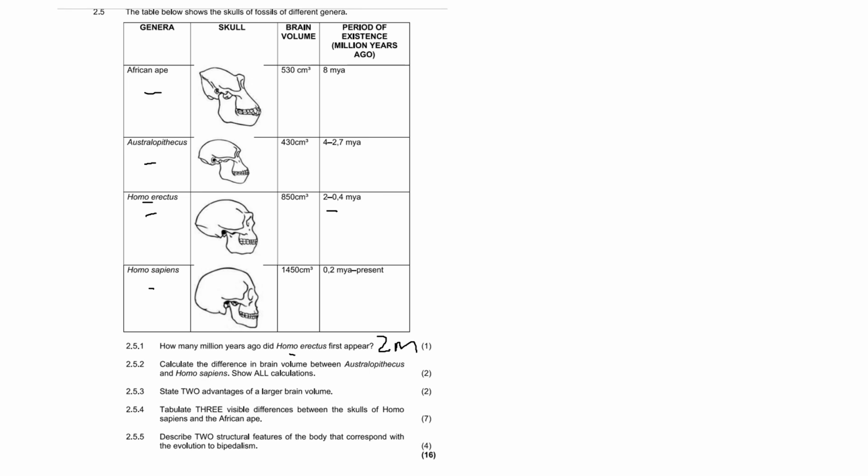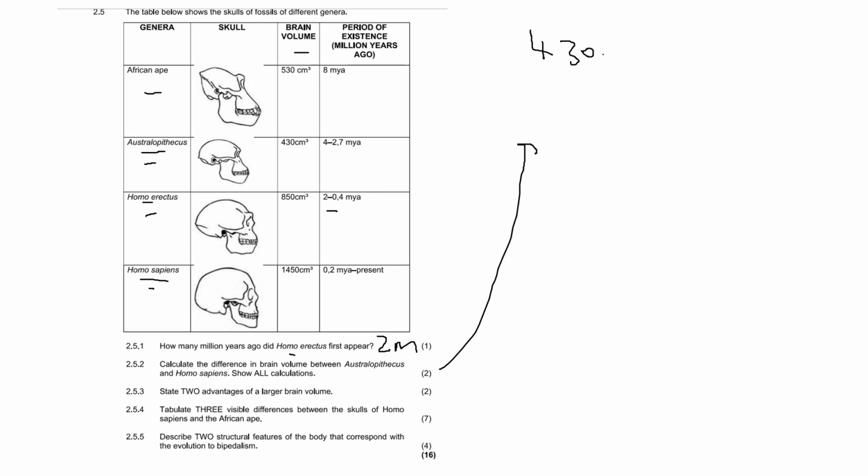2.5.2. Calculate the difference in brain volume between Australopithecus and Homo sapiens. Okay, in brain volume. So we're focusing on these guys here and Homo sapiens, these ones here. So I want us to find the difference in the volume. Oh, the volumes are here. The brain volume is this one. Australopithecus, we know it's 430. So the difference, remember difference in maths, it's minus.